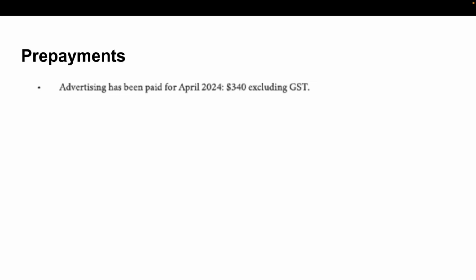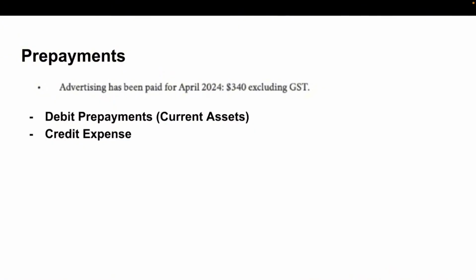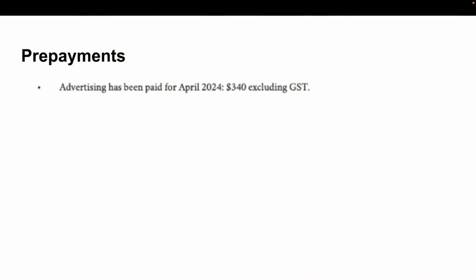Jumping on in, we'll look at prepayments. As you may guess from the name, a prepayment is when your business has paid for something in advance. For businesses, the financial year that we look at is the 31st of March to the 31st of March. That's one financial year. So the advertising that's been paid for April 2024 is not part of our financial year. The financial year we're looking at for this business is March 2023 to March 2024. So we've paid this prepayment in advance. What we need to do here, guys, is decrease our advertising and create a current asset because we've paid this in advance.